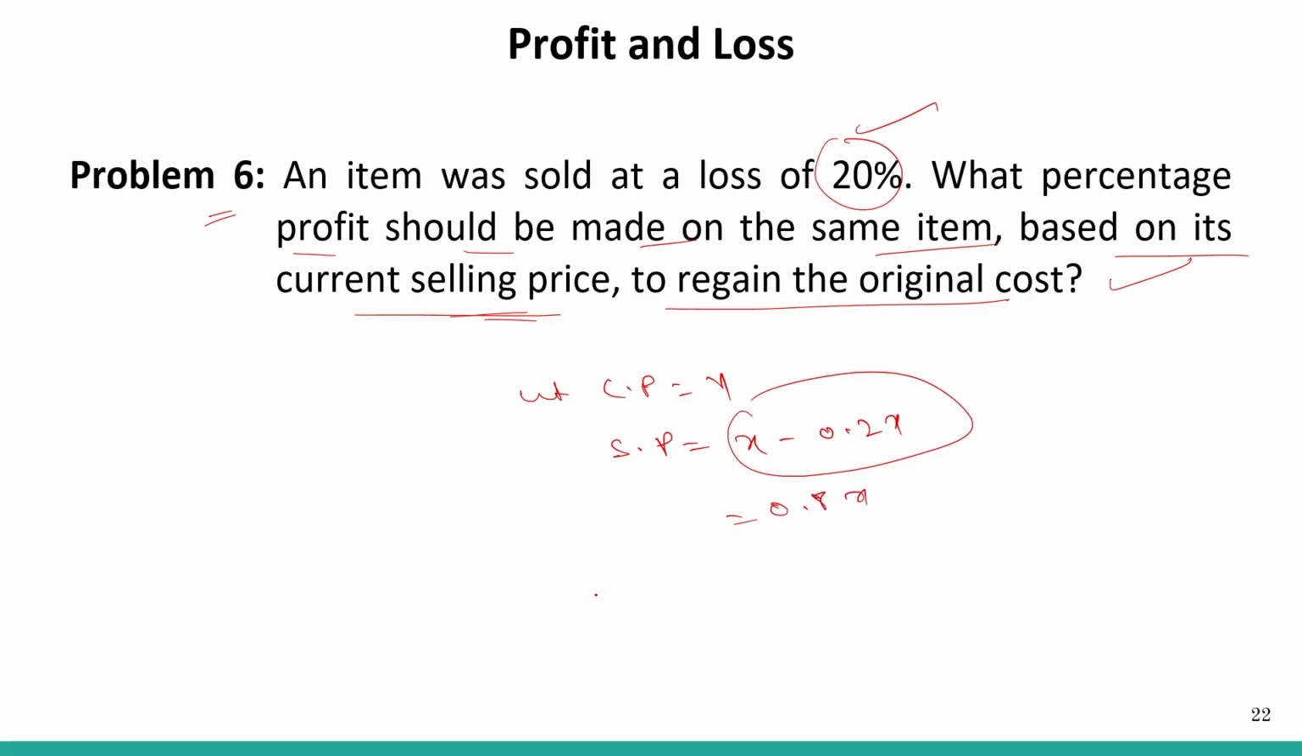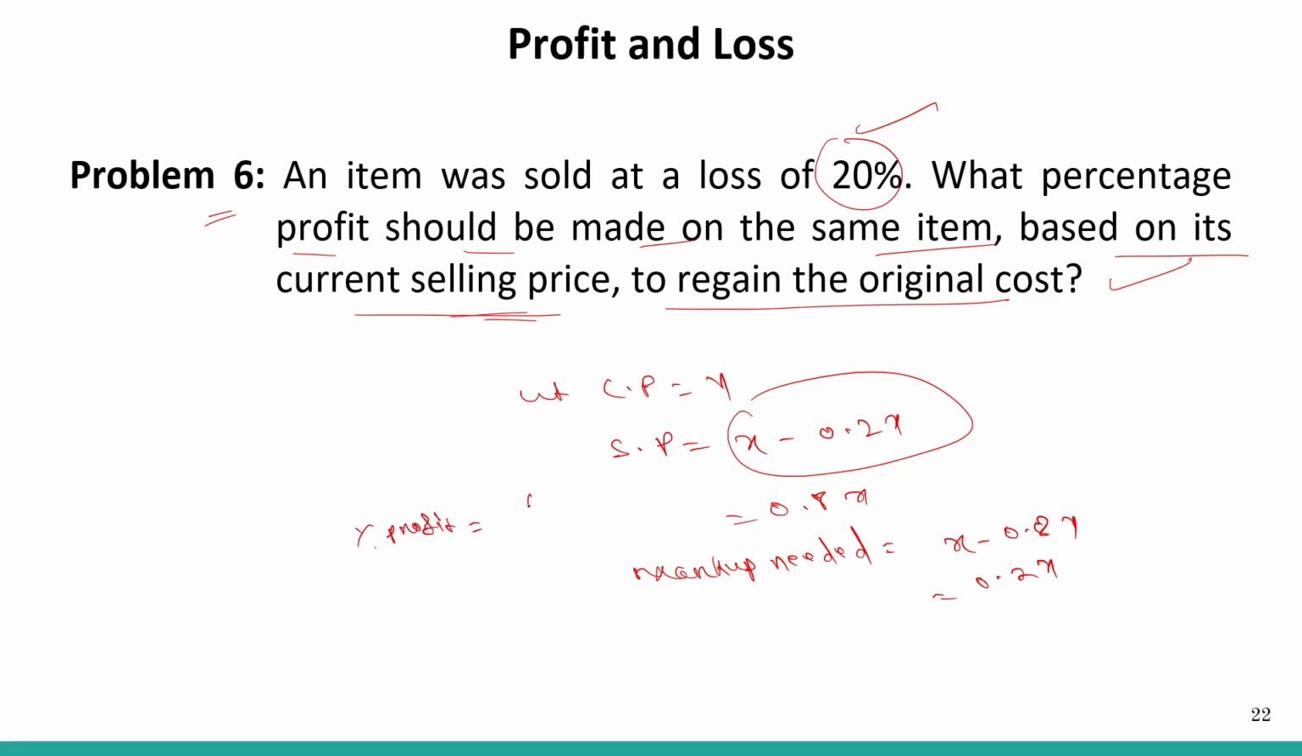Okay. So let markup be... So markup needed is equal to x minus 0.8x, which is equal to 0.2x. So 0.2x is what we need. So for the profit percentage, what percentage profit do we need?